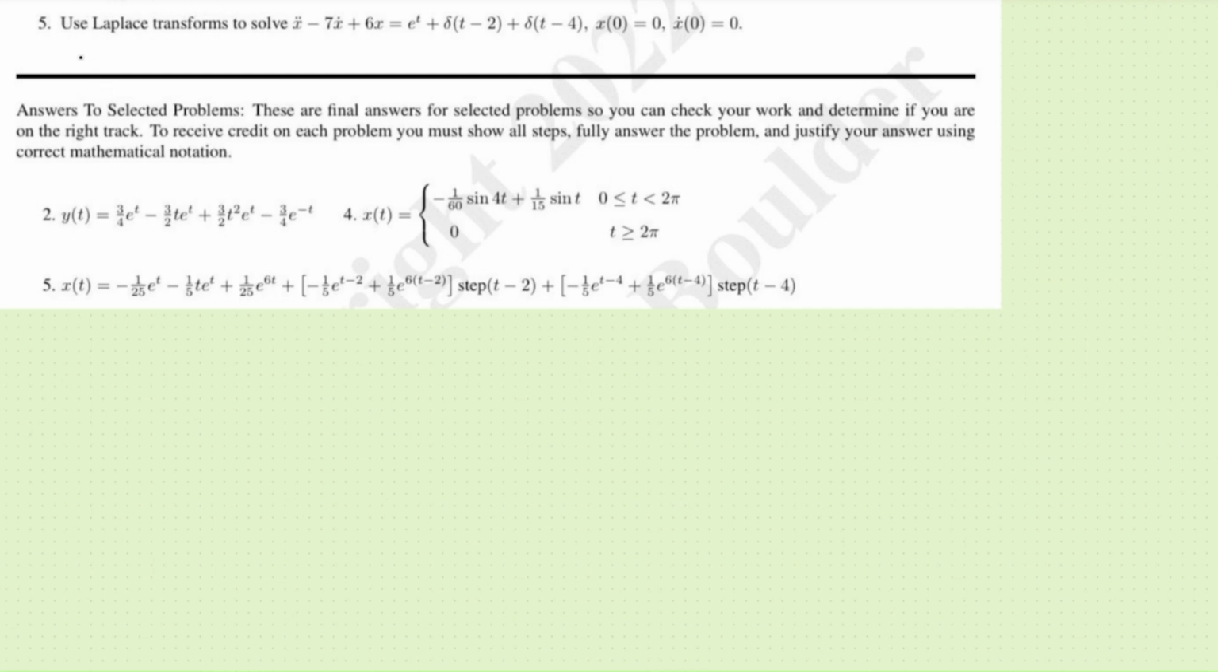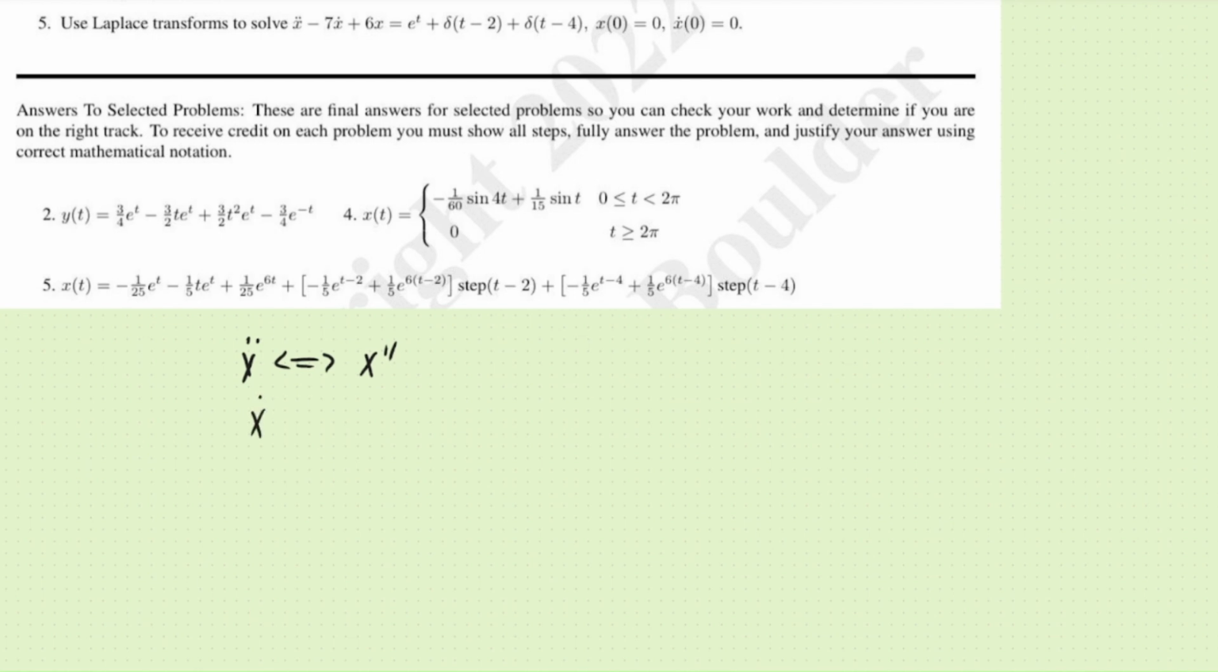So in this video, we're going to use Laplace transform to solve for x double prime minus 7x prime plus 6x is equal to e to the t plus Dirac delta of t minus 2 plus Dirac delta of t minus 4, given the initial conditions x of 0 is equal to 0 and x prime of 0 is equal to 0.